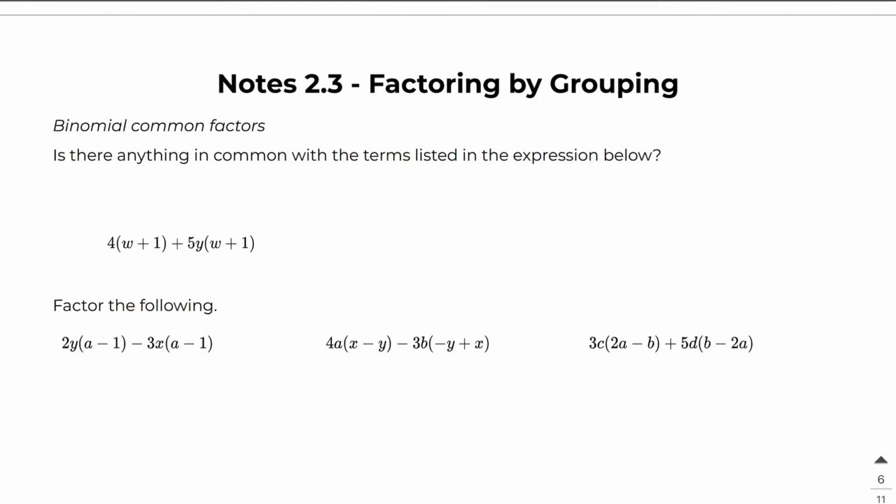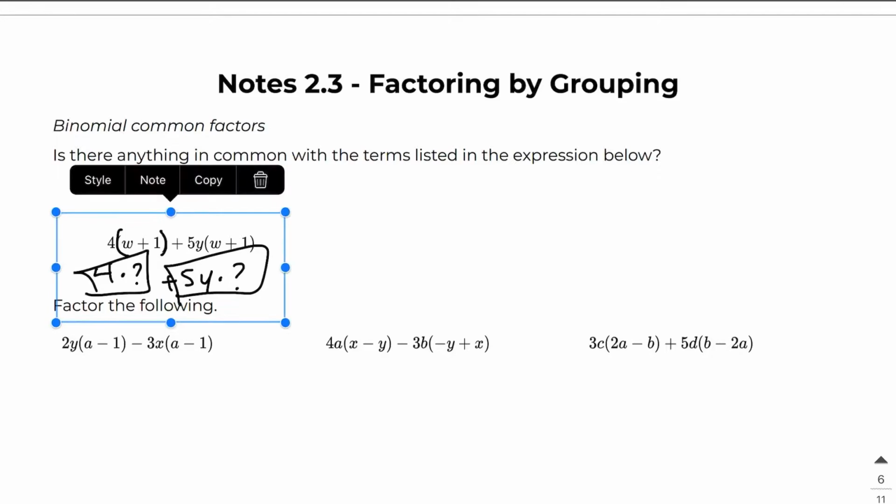So if you look at the terms that we have here, this 4 times w plus 1 is technically one term together. And then this 5y times w plus 1 is another term together. The reason I know that is because this plus sign is what's separating my terms. And because this is in brackets, it's 4 times something plus 5y times something. So this is all one term, this is all one term, so we've got two terms all together.